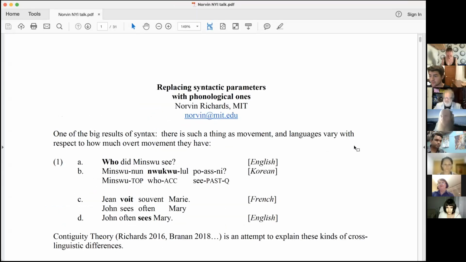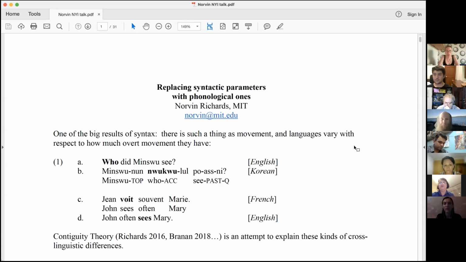Okay, so as John mentioned, I'm a syntactician, and one of the big results of syntax, those of you who've been studying syntax either here or elsewhere in your lives, you know that one of the things we think in syntax, at least many types of syntax, is that there is such a thing as movement. That is, it's useful to think of languages as putting things, words, phrases, in particular positions and then moving them around. And we think that there are parameters, that it's useful to think of the world as containing parameters that tell you whether a given language has a particular type of overt movement or not.